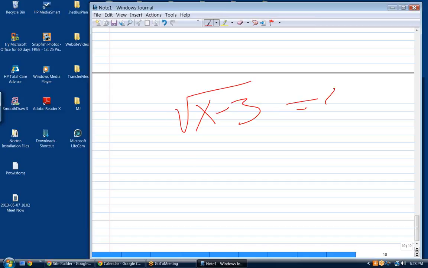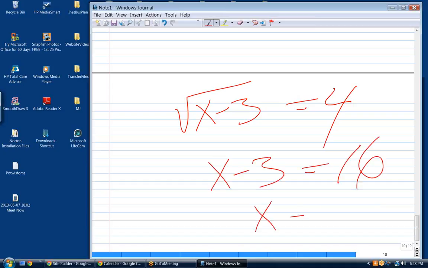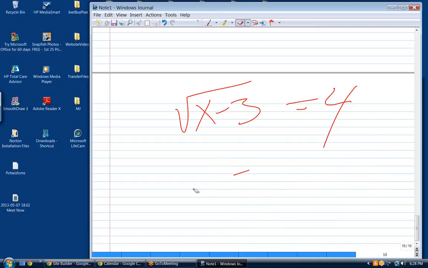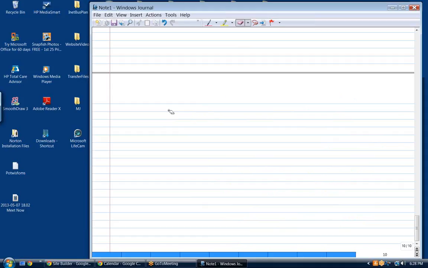If I have this, what's my first step? Square it. Yeah, square both sides. Makes this. Now my next step is to add 3 to both sides. Bingo. The pattern is the same on every algebra equation, if you know what it is.